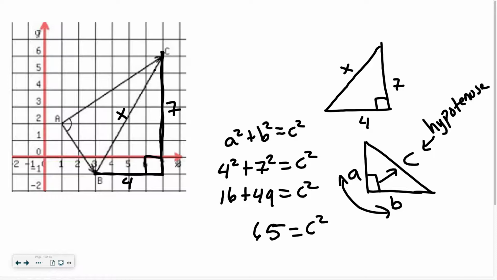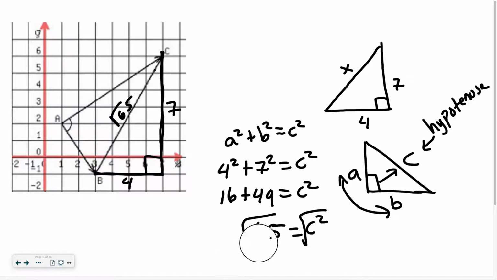Okay, well, I want to solve for c, so the last thing I do is to undo the square, I do the square root. So that means that c is equal to the square root of 65. And I'm done. Not sure exactly how much that measures, but I know that it's the square root of 65, and I can type that in my calculator and get an actual number.